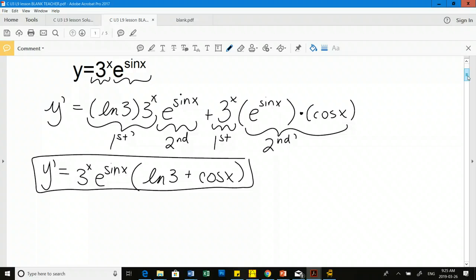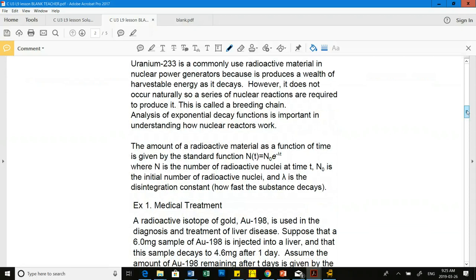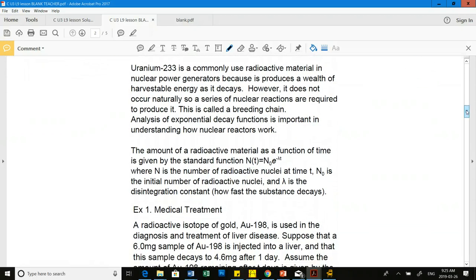Good? Okay. So we're going to do 2 applications today. So this one's a bit of a long setup here, but we will read it. Uranium-233 is a commonly used radioactive material in nuclear power generators because it produces a wealth of harvestable energy as it decays. However, it does not occur naturally, so a series of nuclear reactions are required to produce it. This is called the breeding chain.